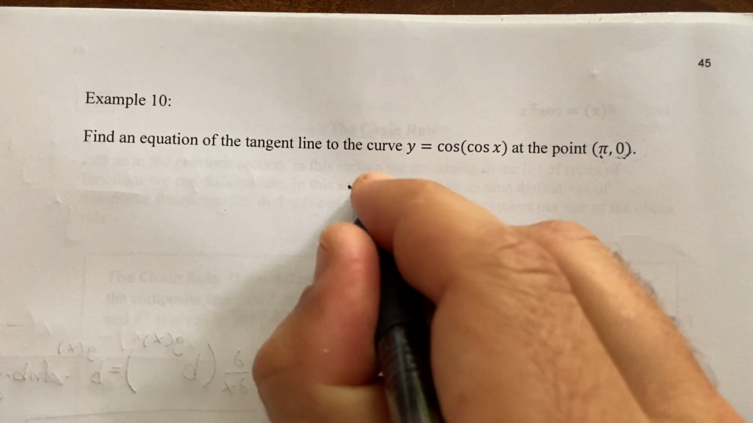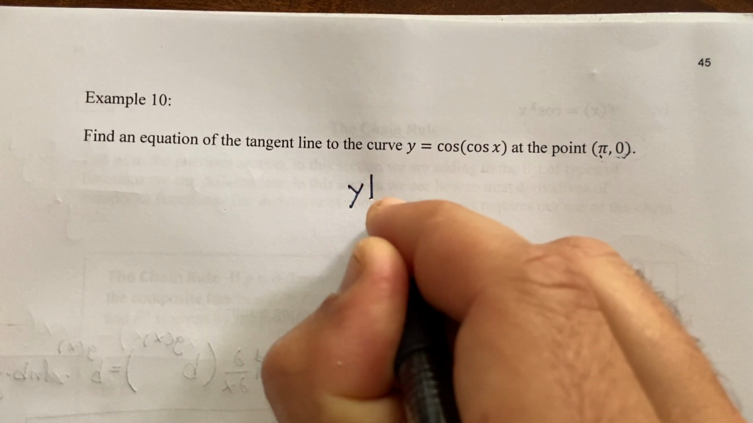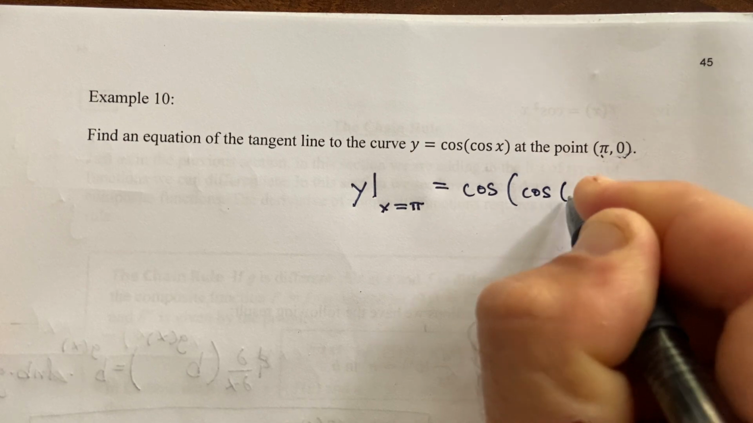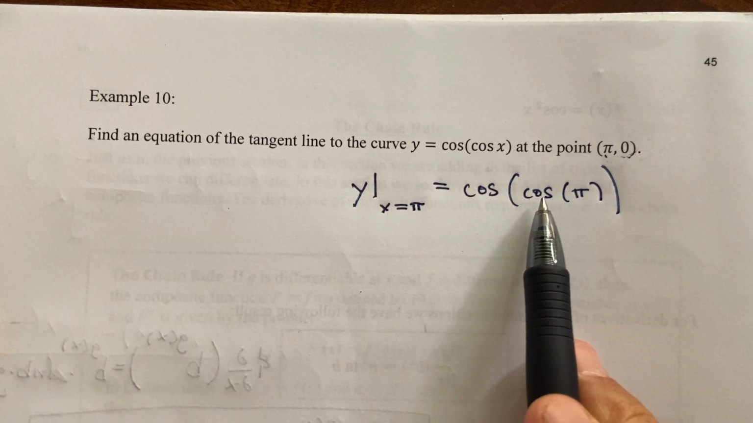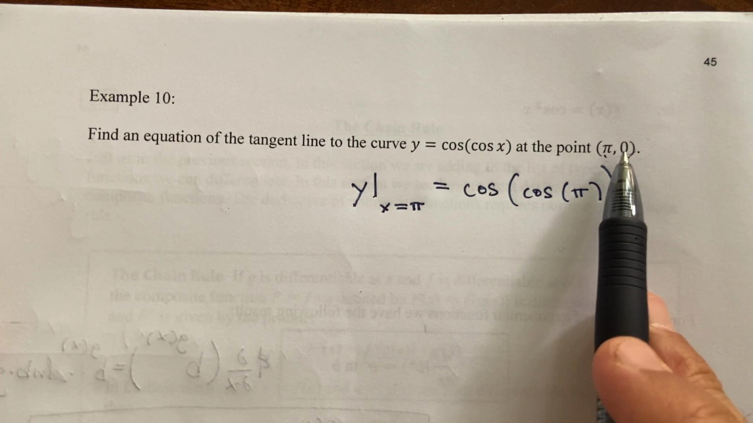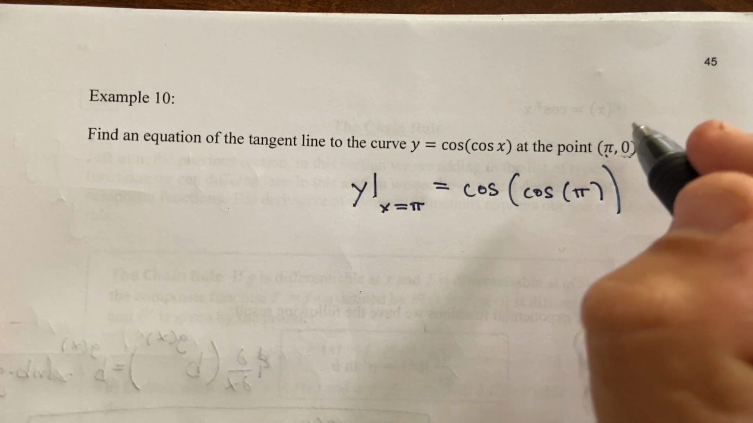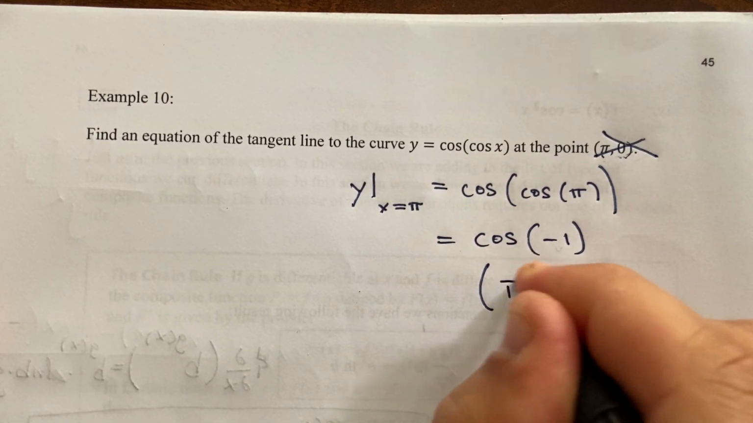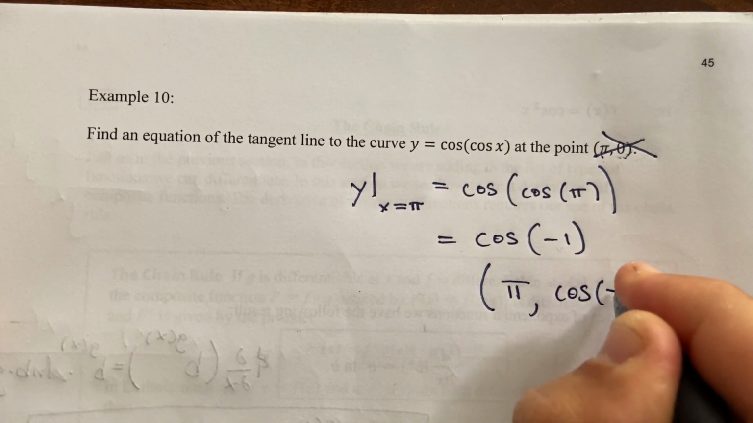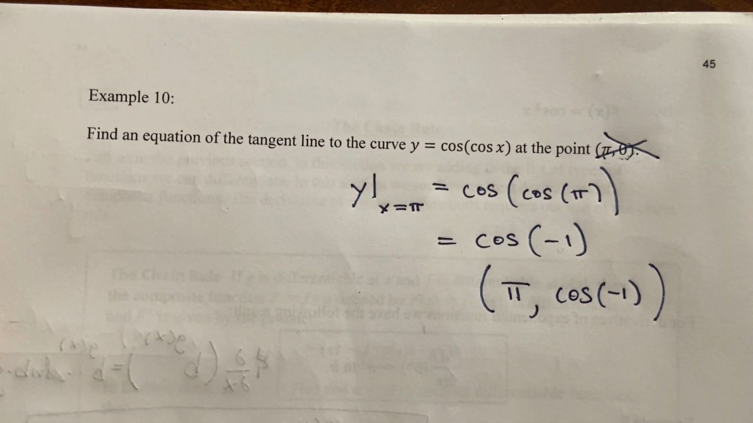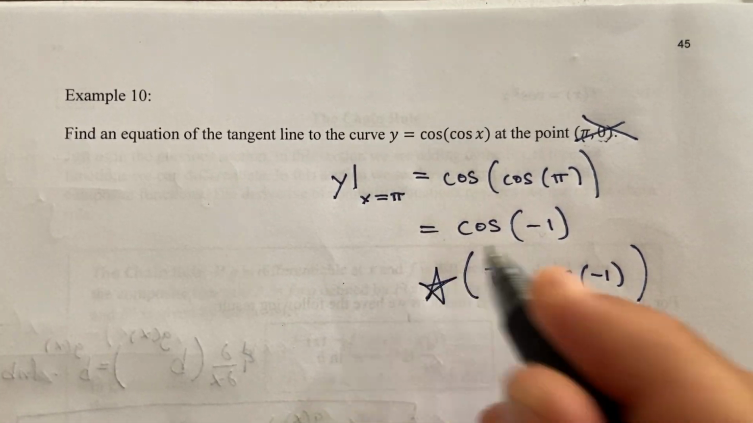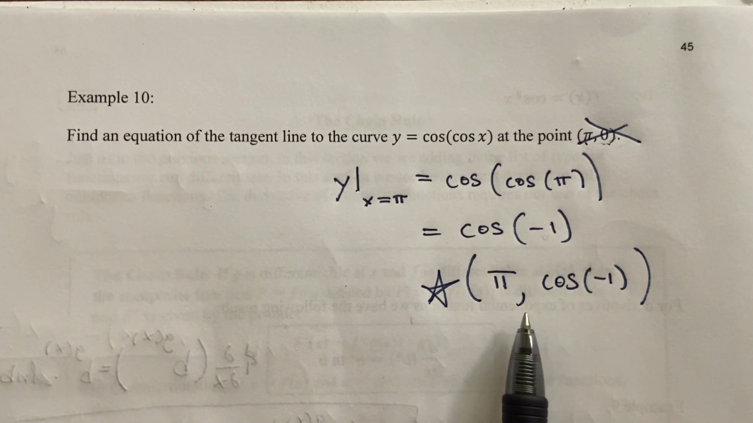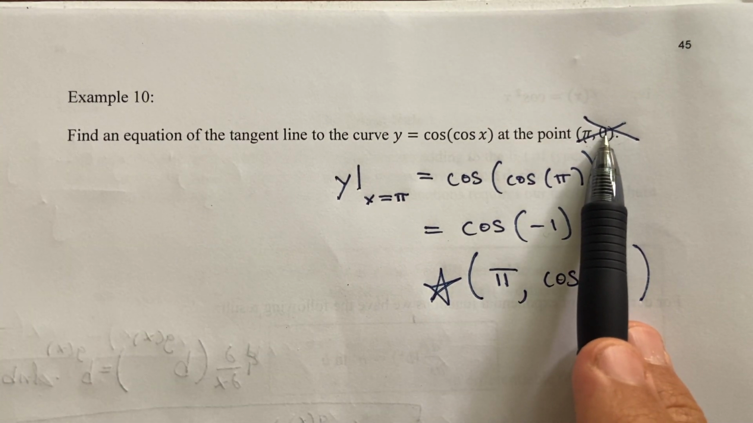If you find y when x is pi, that would equal cosine of pi. Cosine of pi is -1. So the y value that I get is actually cosine of -1. So the point should be the point pi and cosine of -1. And you need to be in radians. So actually it should be this point. So we'll do the same thing. It says find an equation of the tangent line to this curve, but at this point. All right, this point actually is not on the curve. That was a mistake.